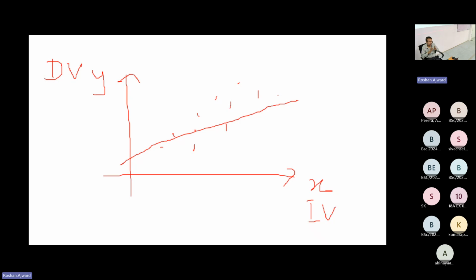So you know in your O levels, you learned the equation of a straight line. What's that? Y equals A plus BX. Can you hear me? A plus BX. This is the equation of a straight line that you studied in your O levels.